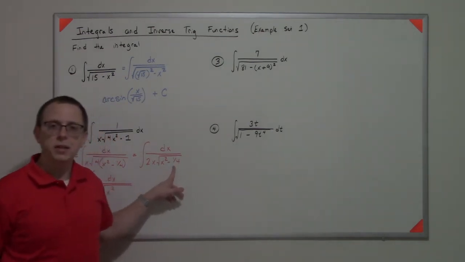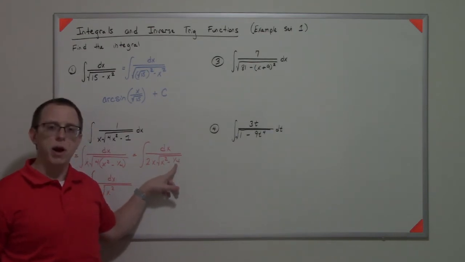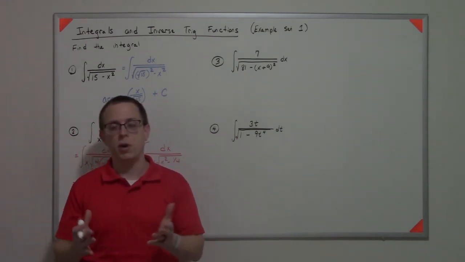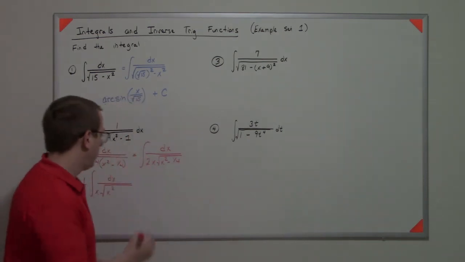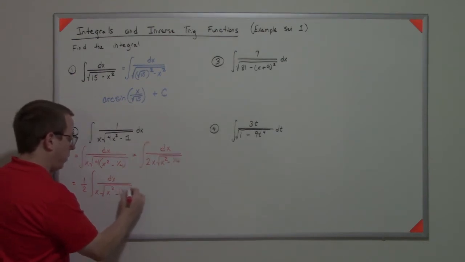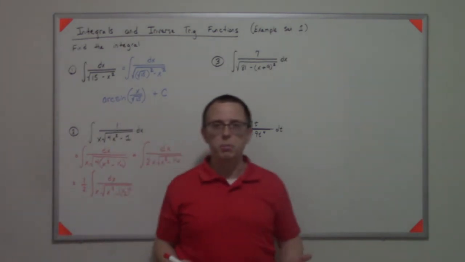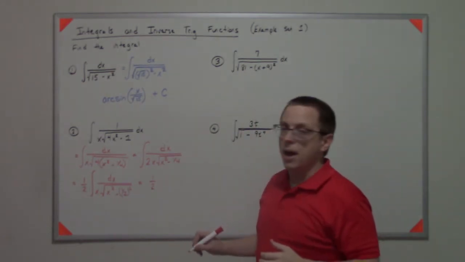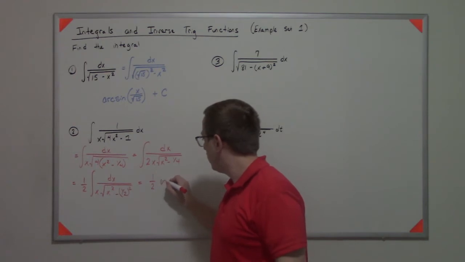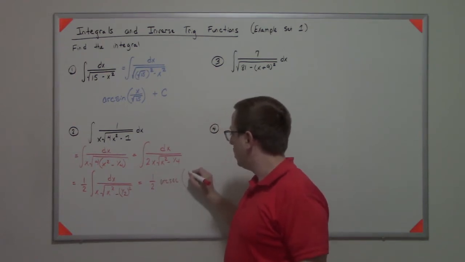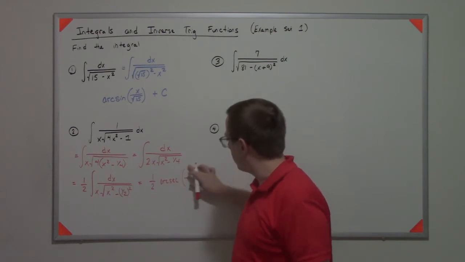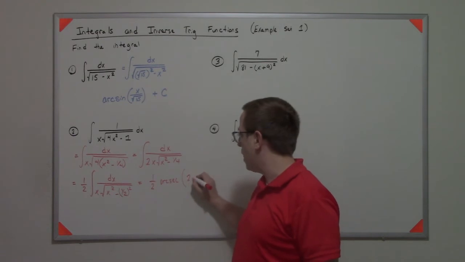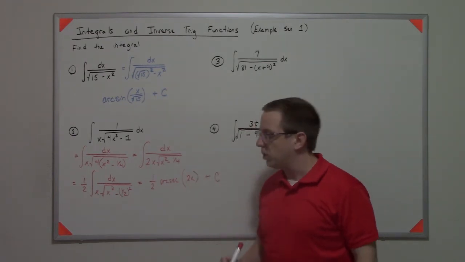But remember, the arcsecant template requires that this term also be squared. So I can't just write 1/4, I have to write something squared: the square root of 1/4 squared. Well, the square root of 1/4 is 1/2. So this is x squared minus 1/2 squared. Now that this is in template form, I get 1/2 arcsecant of x over 1/2, which is just 2x, plus c.